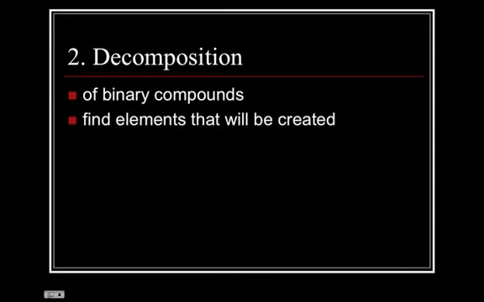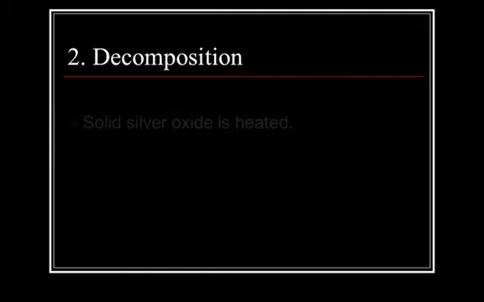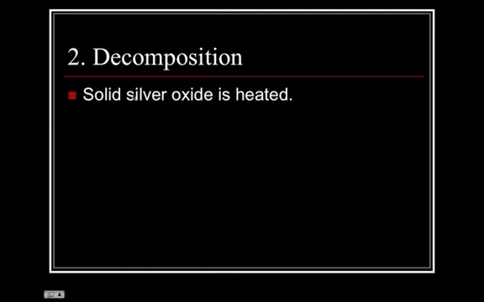So basically for a decomp, all you have to do is look at the binary compound and figure out what elements are in it, and then write those elements in their natural state. So here's our example. Solid silver oxide is heated.